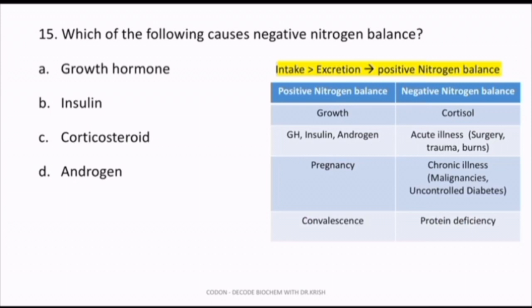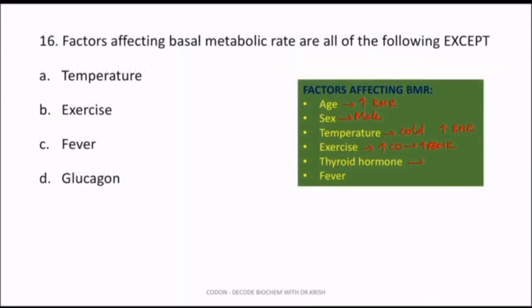So of the following options here, they are asking only the hormone. They have given you the hormonal factors. So of these, which causes negative nitrogen balance is corticosteroids.